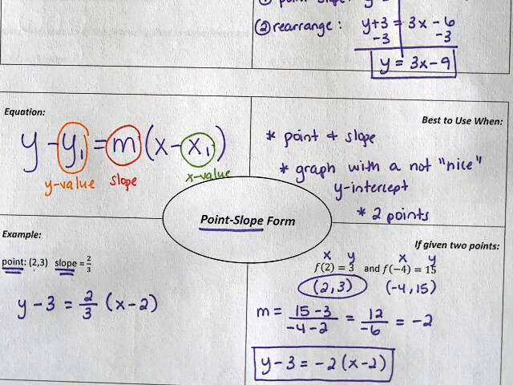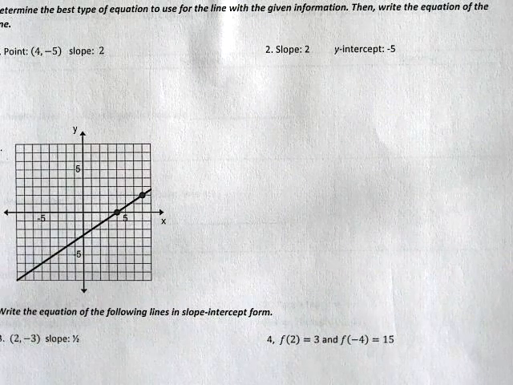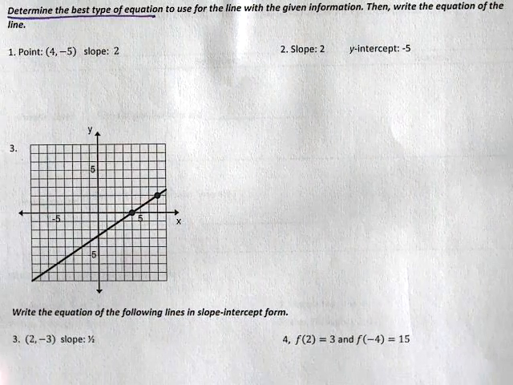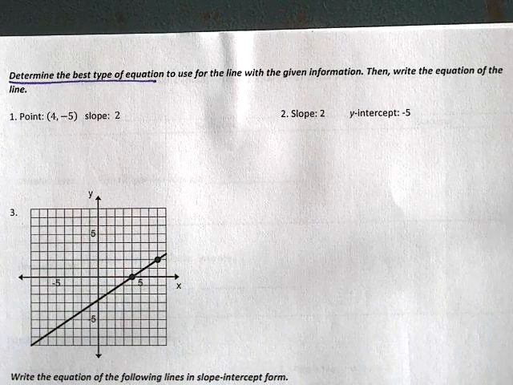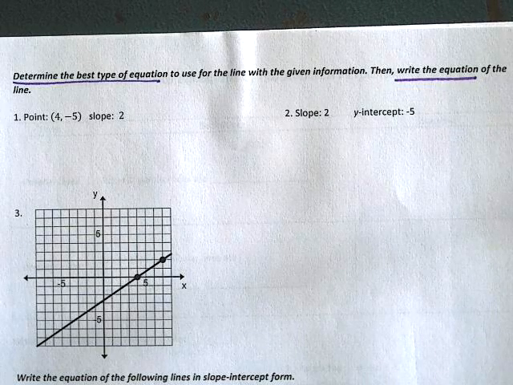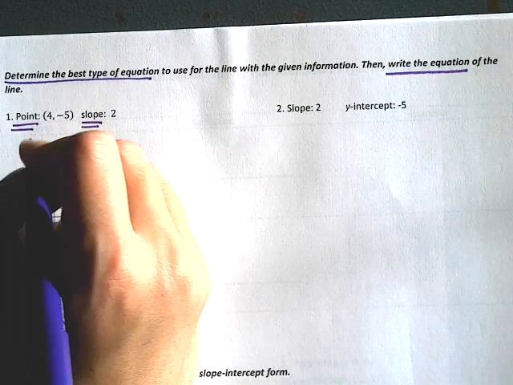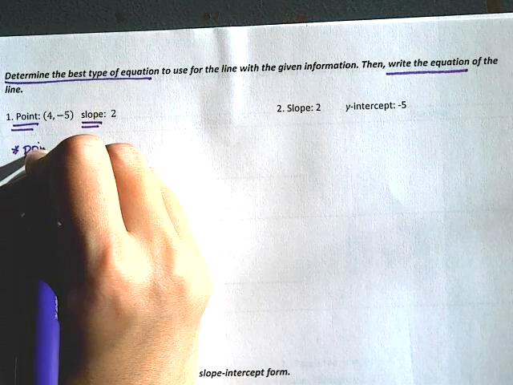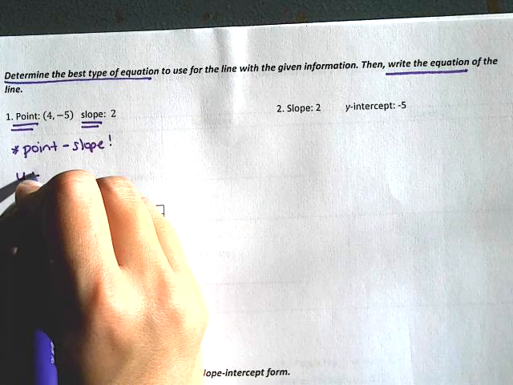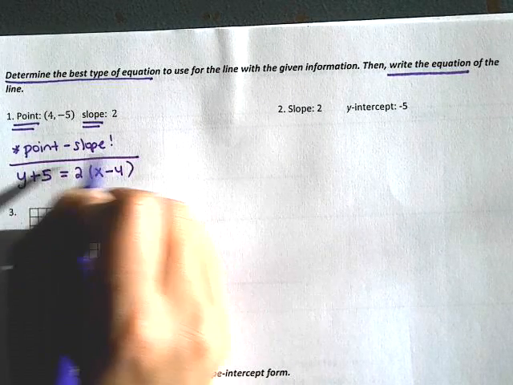Now what the heck am I actually going to ask you to do with this? I'm actually going to make your life a lot easier. So here's what I'm going to do. I'm going to say, determine the best type of equation to use for the line. So do you think it's better to use point slope or slope intercept? Then write the equation, and you only have to do it in the easiest way possible. For example, if I give you a point and I give you a slope, use point slope. So your answer would be y plus 5 equals 2 parentheses x minus 4, and you're done.